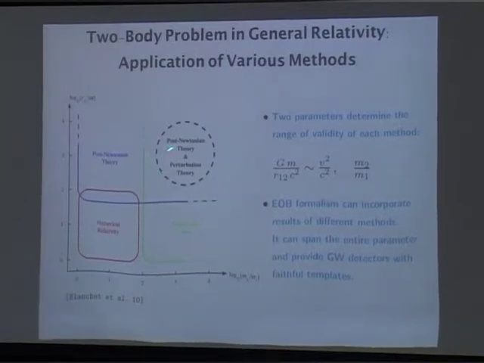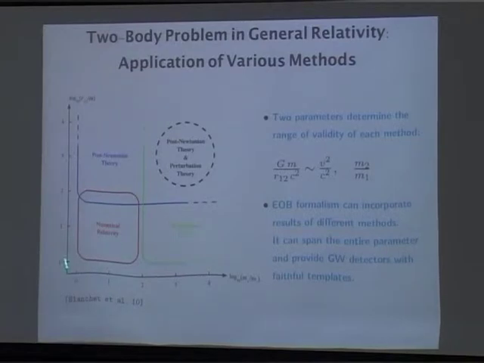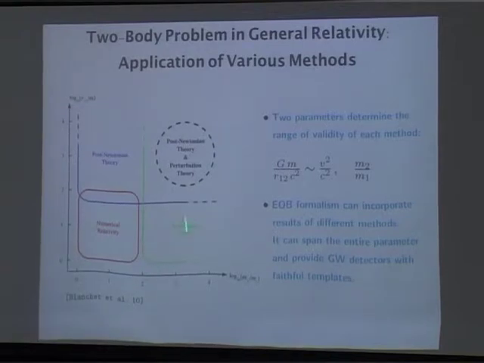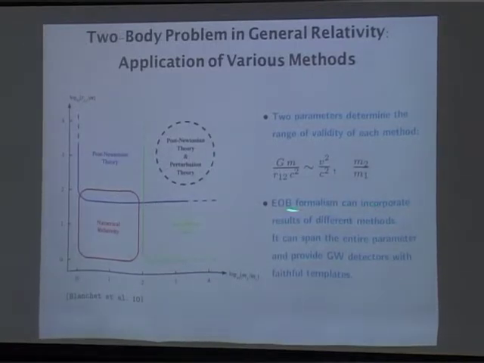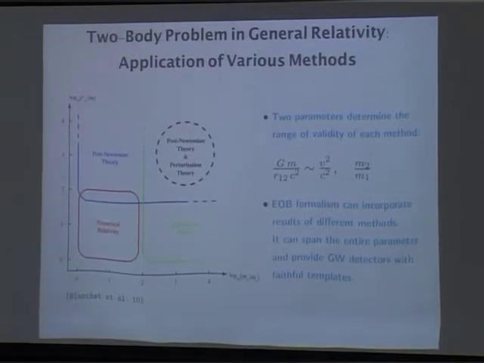But then this region, where it is both relativistic as well as comparable masses, is dealt with by a mixture of post-Newtonian theory and perturbation theory. In order to solve the problem in this interesting regime, you are left with nothing else but numerical-relativity simulations. But then you can translate that into something like the effective one-body formulation, and it can hopefully span the entire parameter space, which is the goal. But it's not just EOB, even phenom models should be able to do that.